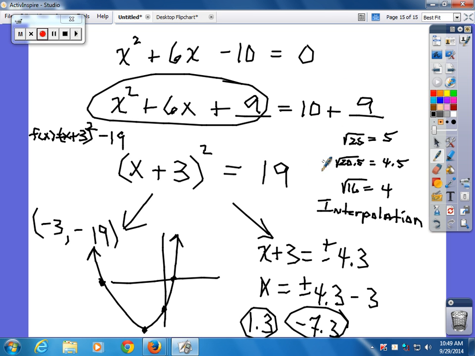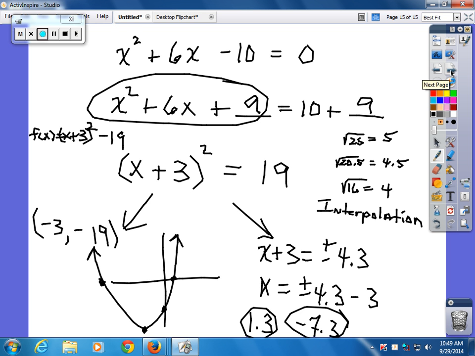Yes, your domain is all real numbers. Your range is negative 19 to infinity. Decreasing is from negative infinity to negative 3. Increasing is from negative 3 to infinity. What's your line of symmetry? X is equal to negative 3. Okay? We good?